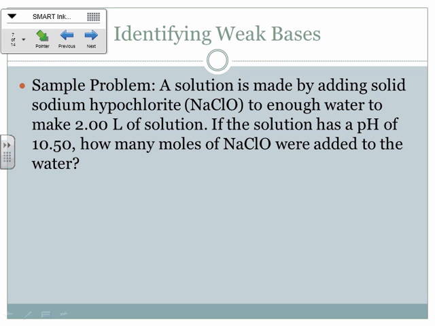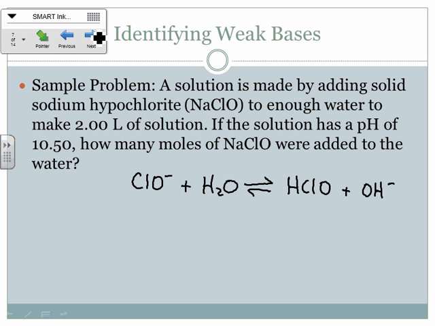So, first thing we're probably going to do here is write the equation for this reaction, which we just did, okay? But I'm going to write it again because it never hurts to have an ICE table. HClO plus OH minus. Okay. All right. So there's our reaction. Again, the sodium is in there, but we just don't care about it because it's not doing anything in the solution. Okay. It's the ClO minus that's reacting with the water.